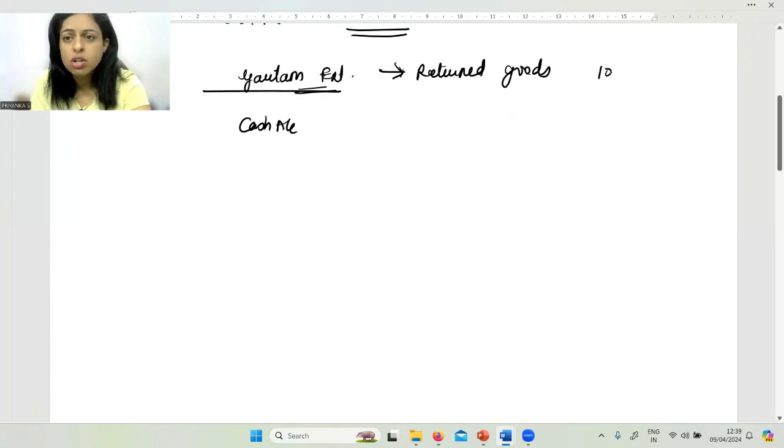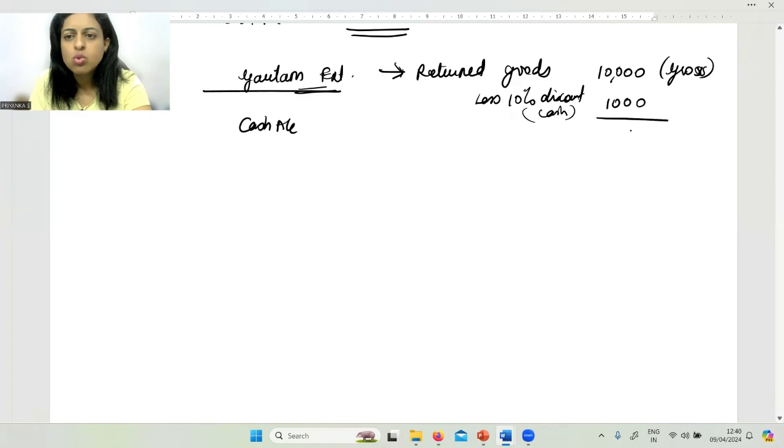If they are returning goods, the returned goods are worth 10,000 gross. What do you mean by gross? Gross means before discount. If I return 10,000 back, that means 1,000 will be my loss because I gave them a discount earlier. So I have to reduce this 10% discount before I give them back. Which discount is this? This is cash discount. So 1,000 I reduce, 9,000 is what I am going to give them in cash. So cash account will be given is 9,000.